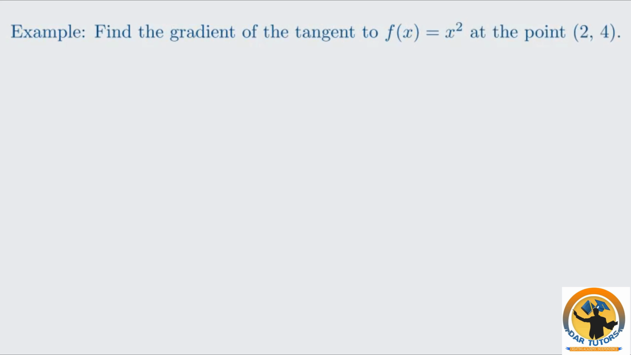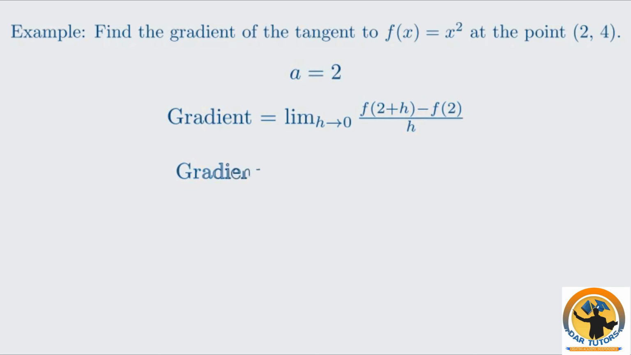Let's apply this powerful definition to find the gradient of the tangent to f(x) = x² at the point (2, 4). Here, our function is f(x) = x², and our point of interest is where x equals 2. So a equals 2. We substitute a = 2 into our limit definition. We need to find the limit as h approaches 0 of f(2 + h) − f(2), all divided by h. Now we substitute the function f(x) = x². f(2 + h) is (2 + h)², and f(2) is 2², which is 4.